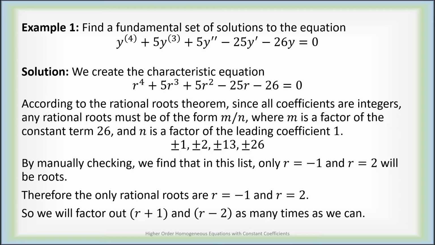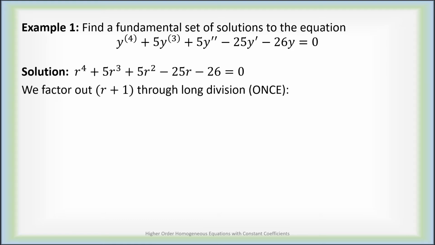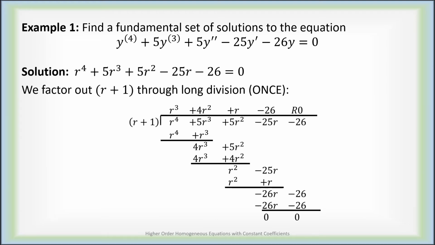With those known roots, we can therefore factor an r plus 1 and an r minus 2 out of the characteristic polynomial, possibly more than once. So we're going to factor them out as many times as we can. So here is our characteristic polynomial set equal to 0. We factor r plus 1 through long division. We're only going to go through the long division once.